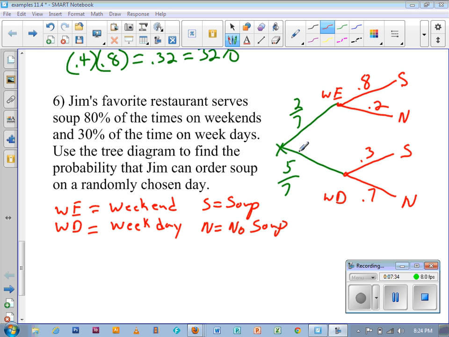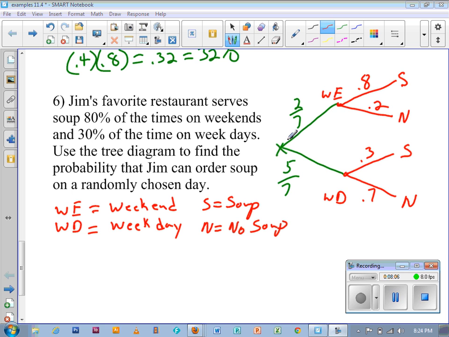Once we get to our restaurant, if it is a weekend, we have an 80% chance of soup. Soup is S, and a 20% chance of not having soup. If it's a weekday, 5 out of 7 chance of it being a weekday, 30% chance of it having soup, 70% chance of not having soup. So what we want to know, he's saying, okay, if Jim shows up at random, what is his probability that Jim can order soup on a randomly chosen day? So he has 2 ways of doing this.